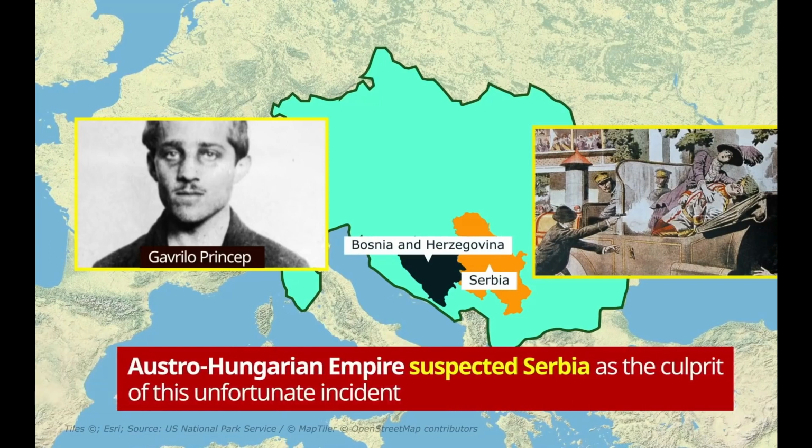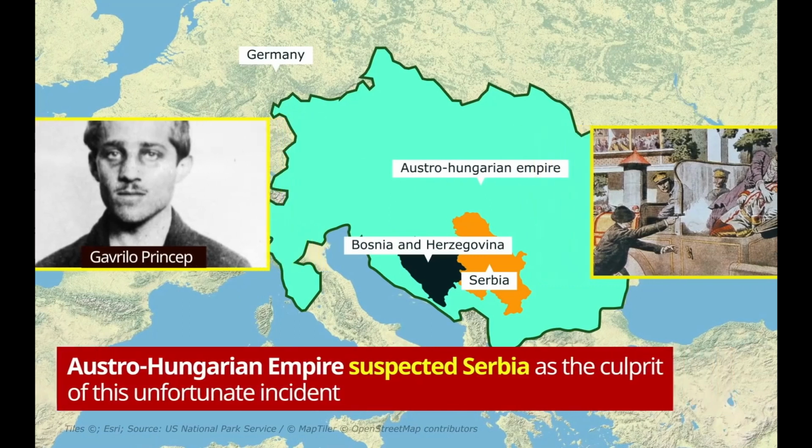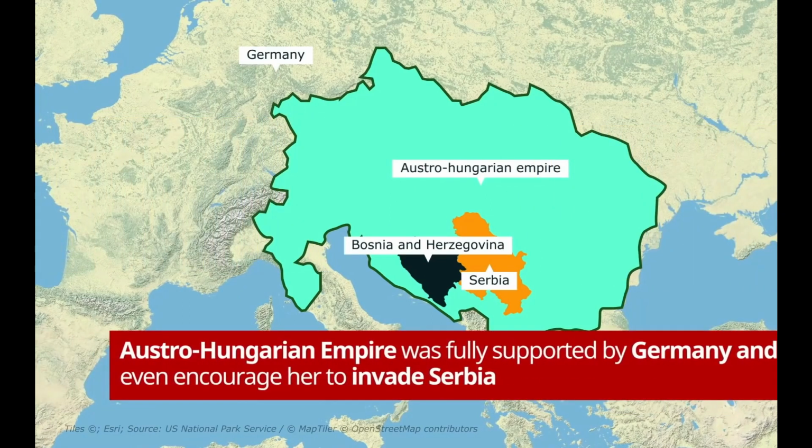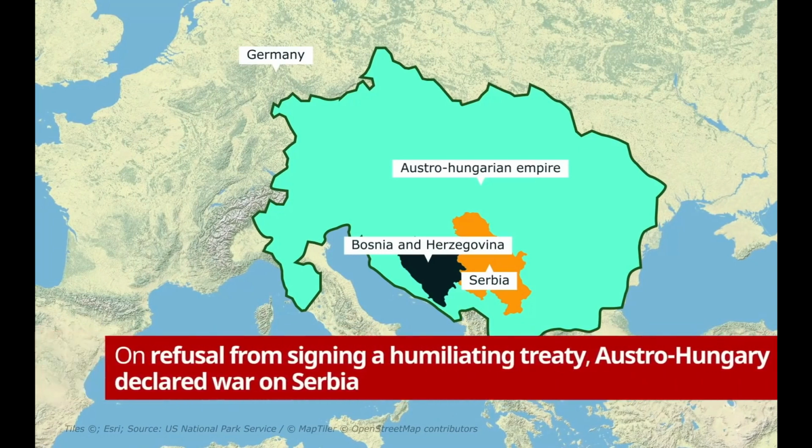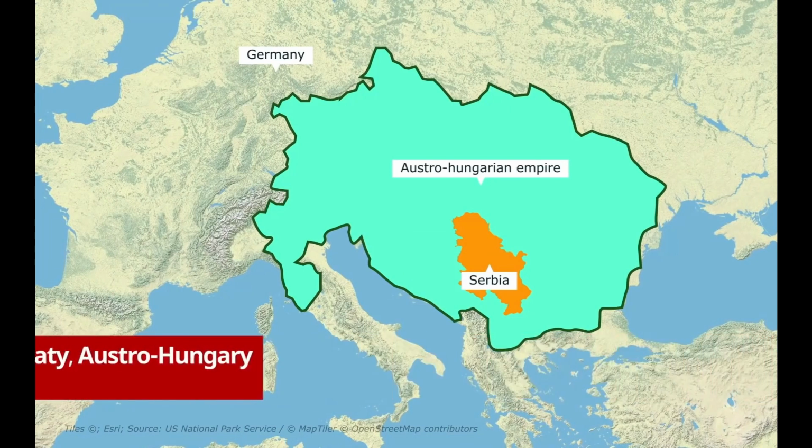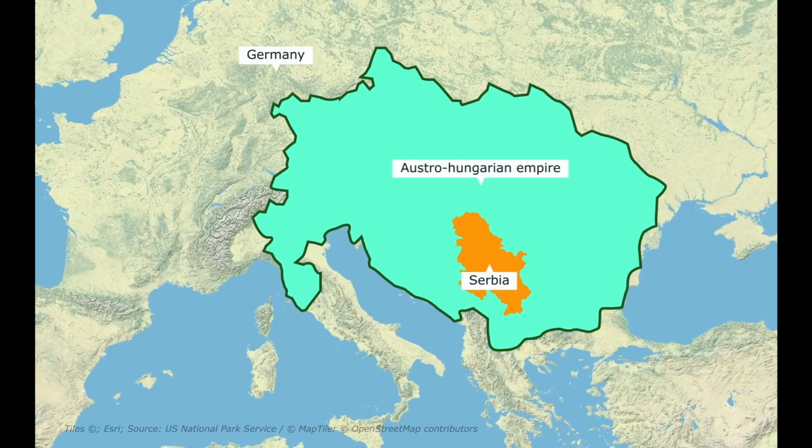The Austro-Hungarian Empire told Germany that they think Serbia is behind this assassination and that they are going to declare war on Serbia. Germany gave full support, a blank check, saying move forward and we are behind you. Then Austro-Hungary wanted to make an agreement with Serbia on some humiliating terms. Serbia refused to accept the agreement, and then Austro-Hungary declared war on Serbia. Friends, this is how World War I began.